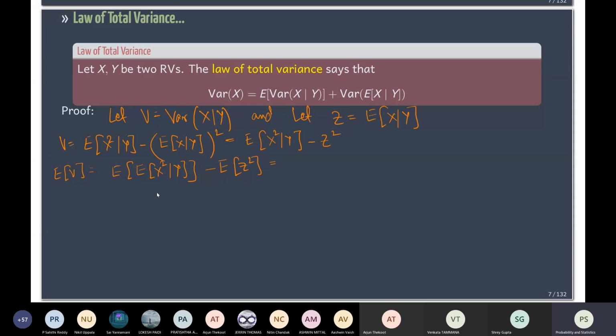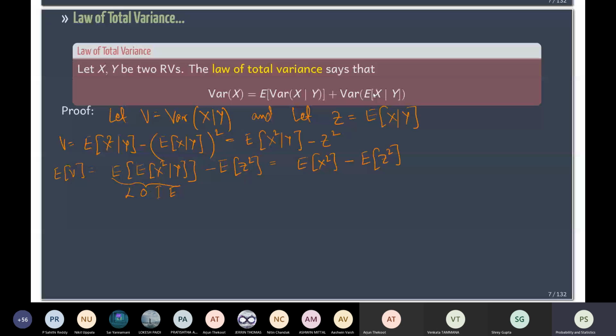So remember what I am going to use here: two expectations applied on the conditional. Remember this LOIE. I'm not going to tell more. According to LOIE, this will be just the expectation of x square minus the expectation of z square. We have found the expectation of v, the first term. Now we will focus on the second term.